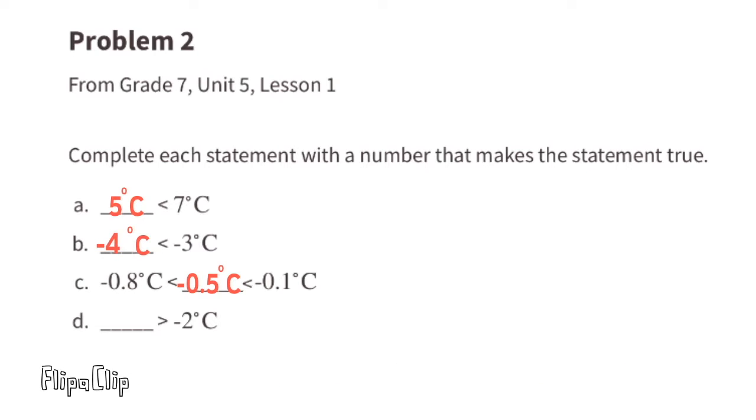D. This number is greater than negative 2 degrees Celsius. We need to find a number that's going to be to the right of negative 2 on a number line. Negative 1 is to the right of negative 2 on a number line, so we can go with negative 1 degrees Celsius is greater than negative 2 degrees Celsius.